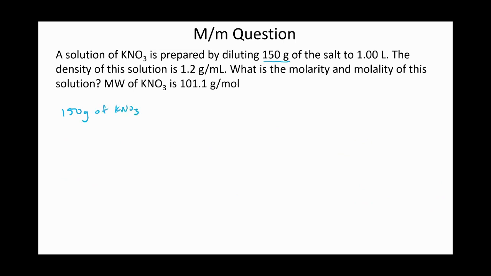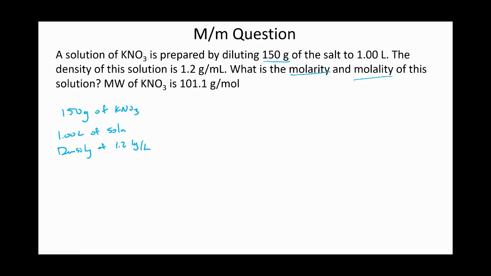It's diluted to a total solution volume of 1 liter, so not that different from the first slide we had here. And we know that the density of solution is equal to 1.2 grams per mL, or 1.2 kilograms per liter. And so I'm asking you, what is the molarity and the molality of this solution, given that the molecular weight of potassium nitrate is 101.1 grams per mole? So I'll let you pause the video here and solve this, and then you'll come back.